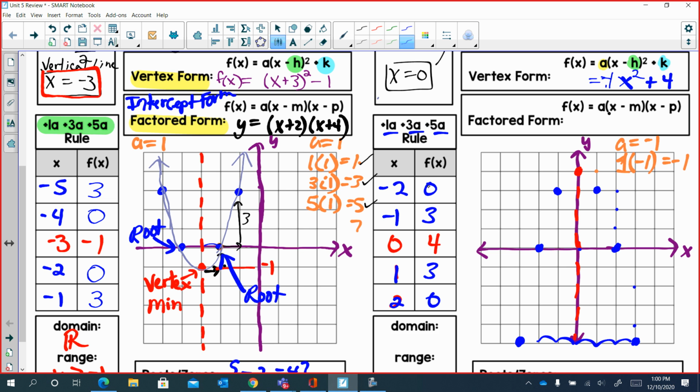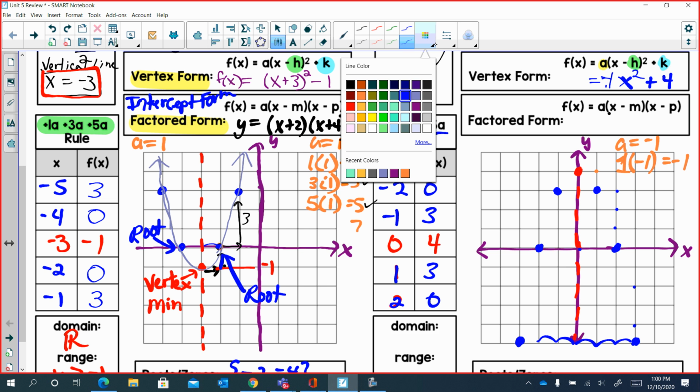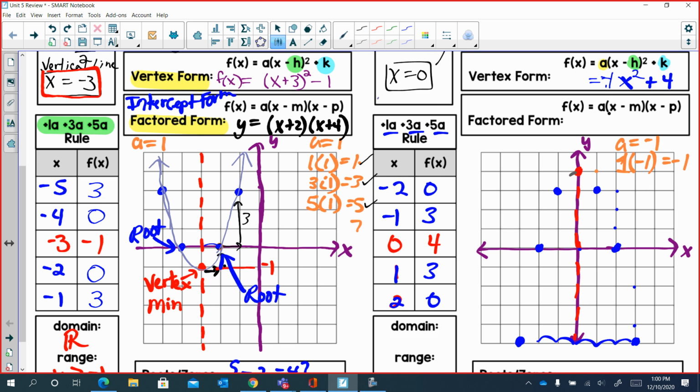What negative sign? Yeah, I'm going to sketch my graph first. Oops. That's a little off, but I apologize. Okay.